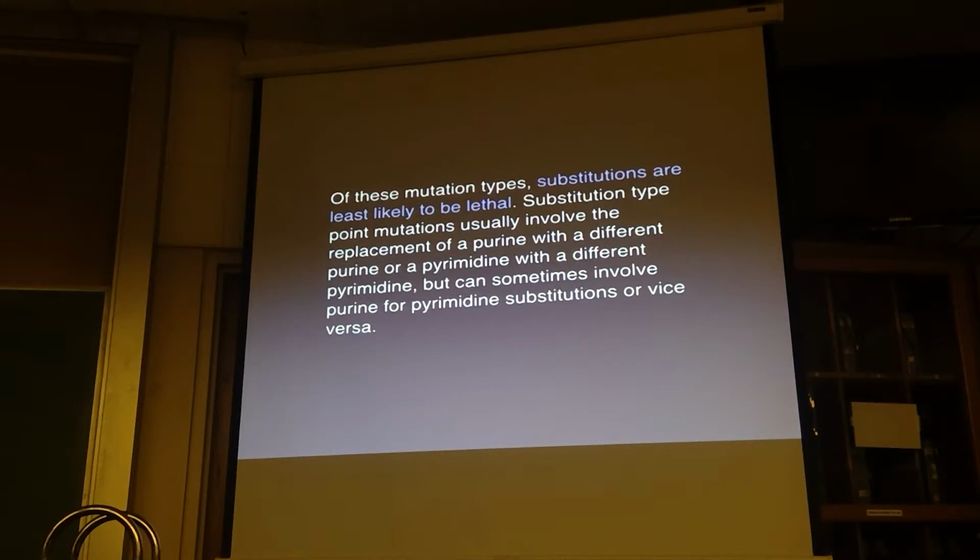any difference. So of these mutation types, substitution type point mutations are the least likely to be damaging. Part of the reason for this is because of all the redundancy in the genetic code. So there's a lot of places where you can change one base in a codon and it's not going to make any difference whatsoever. So the other thing about typically substitution point mutations are supposed to be purine for purine, pyrimidine for pyrimidine, but it's definitely not always the case. You can get a pyrimidine for a purine and vice versa.